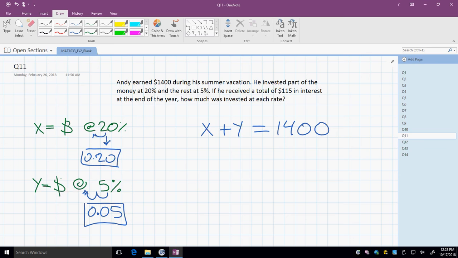And the second equation, perfect, the total earning, which was 115. Okay, we are going to do elimination.